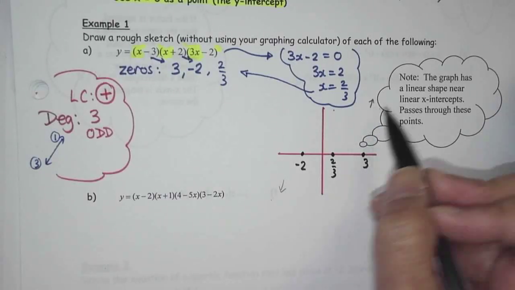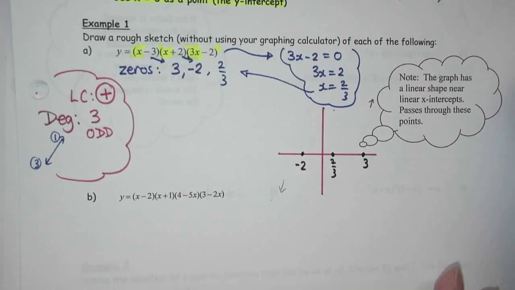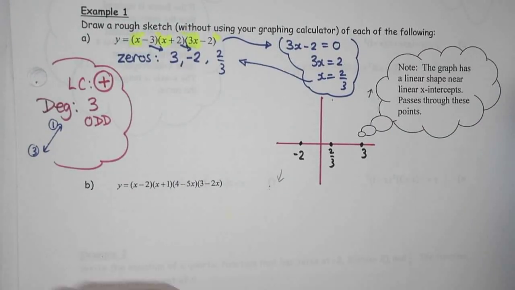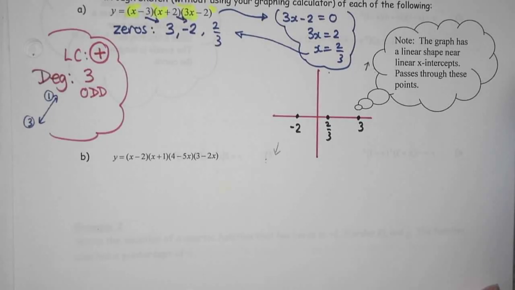You don't have to draw that in. I'm going to erase it after, but it gives me an idea. Okay, end behavior down here, end behavior up here. So end behaviors. Anything else?